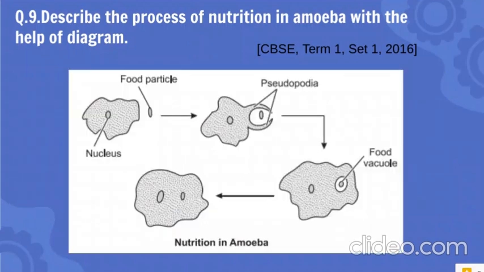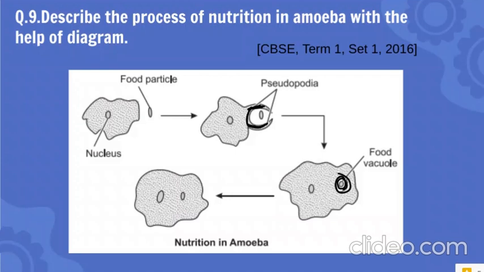Okay, look at this diagram. This is an amoeba, nucleus is there, food particle. Now this is your pseudopodia, false feet. This is pseudopodia. It will engulf the food, and this engulfed food becomes a food vacuole. Now it will digest it, and when digestion is done, it will give out the undigested.